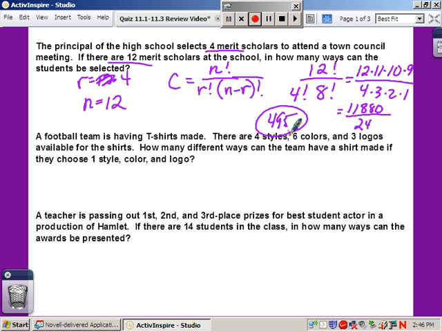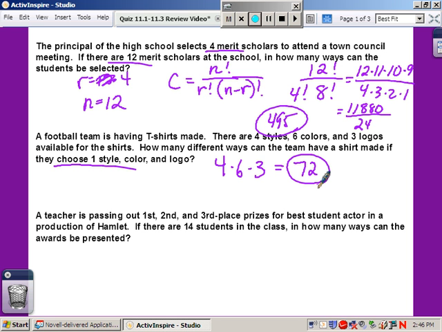Okay, the second one says, a football team is having t-shirts made, 4 styles, 6 colors, 3 logos. How many different ways can a team have a shirt made if they choose one style, color, logo? Here's the key, choosing one. If you're picking one out of each category, that kind of leads you to counting principle, which just says multiply the number of possibilities of each thing together to get the total possible. So it's 4, 6, 3. 24 times 3 is 72. Final answer for that one.